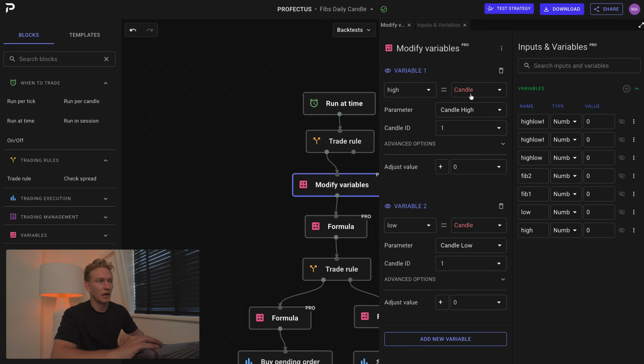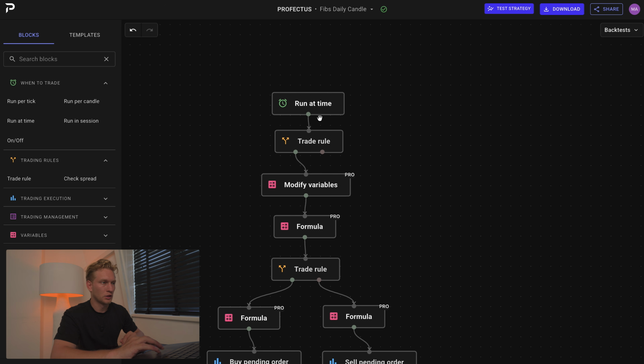So I have high is, what is the high? Well, the high of candle 1. Okay, we need that information, remember, from the trading plan in TradingView. Then the low as well. So we take candle low and we want to store or save the low of that candle in a variable, the high and the low.